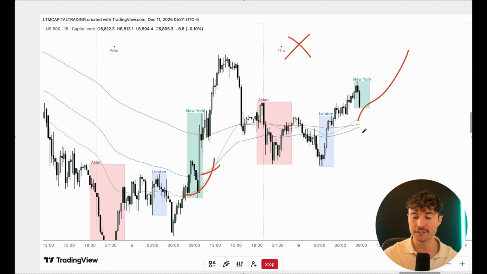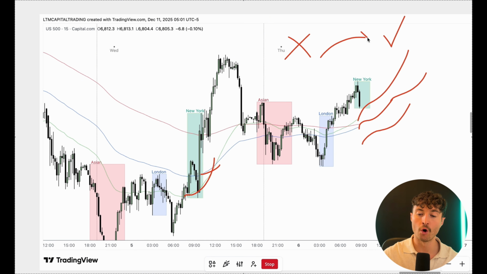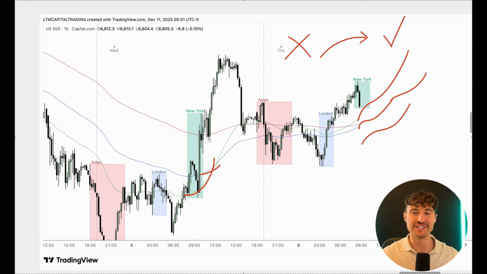Let's say this is the 50, this is the 100, and this is the 200. Well, you now have a long bias market. And so you can start to think about maybe getting long in this market. So this is where so many traders go wrong. They don't have the discipline. They don't have the accountability to sit on their hands and wait when the market conditions are not correct.